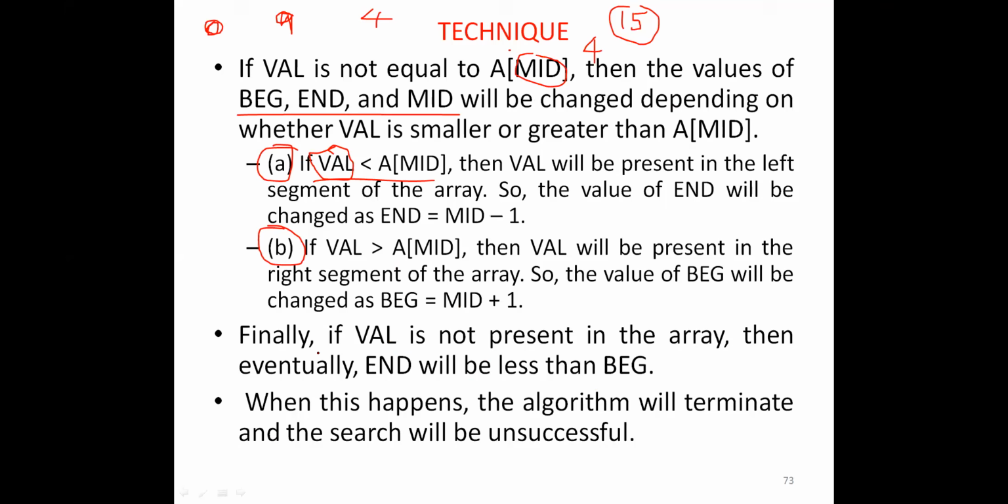Finally, if the value is not present in the array, then end will be lesser than beginning. We'll say that the searching element is not in the array. When this happens, the algorithm will terminate and the search will be unsuccessful, because it is not able to find the element. Why? Because the element is not in the array.